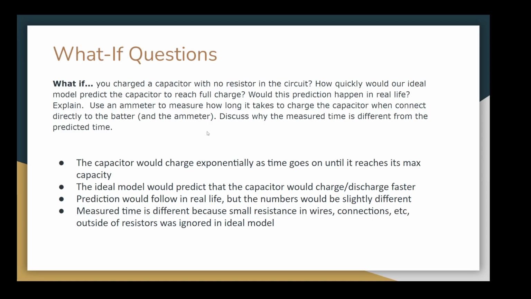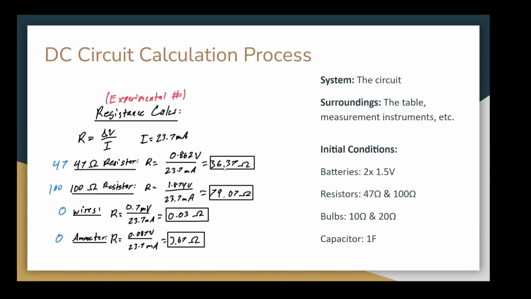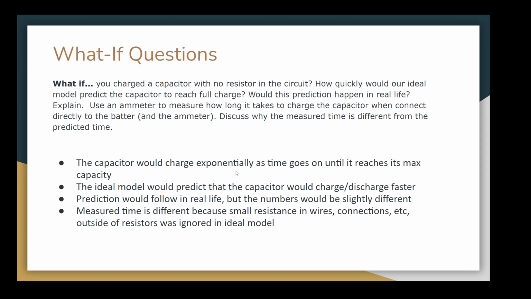Now, what-if questions. What if we charge a capacitor with no resistor? The capacitor would still charge exponentially as time goes on, but it would charge faster. If there's no resistance, then the charge can flow more freely. Would the prediction happen in real life? Yes, but the numbers would be slightly different, because there's resistance in the wires and connections. We can see that with these calculations, how these numbers are different from the real ones, where resistance is present in the wire. Ideally you would ignore that, and that's what we're doing in our calculations as well.